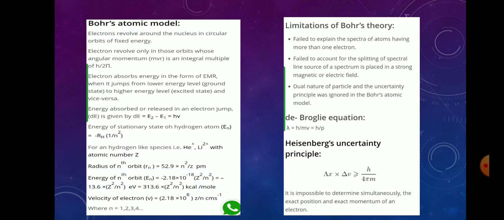De Broglie equation: lambda is equal to h by m v is equal to h by p. Heisenberg's uncertainty principle: it is impossible to determine simultaneously the exact position and exact momentum of an electron. Delta x into delta v is greater than or equal to h by 4 pi m.